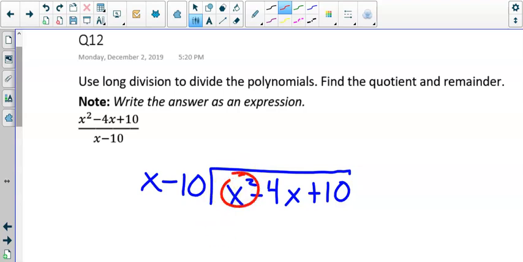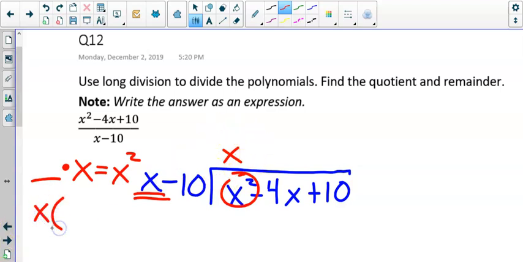Okay? So we need to ask ourselves, what times x, because this is what we're going to be working with, will give us x squared? X. So that's what goes right up here. X times x will give us x squared. So now we're going to take this x that we have up at the top, and we're going to multiply the polynomial that was in front of our division.